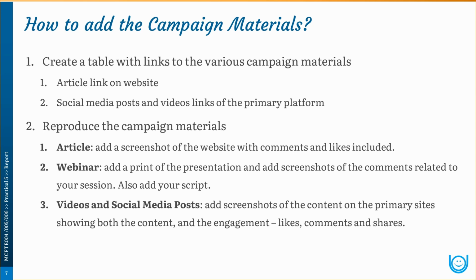Adding all the links may be too much and it's not necessary. So just add one of the primary links for each of the content where the evaluator can validate. So, one link for the article that is on the website, and one link each for the social media posts and videos on the primary site.